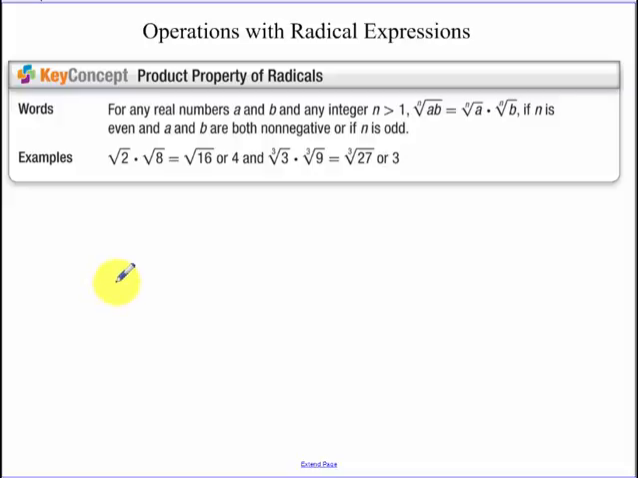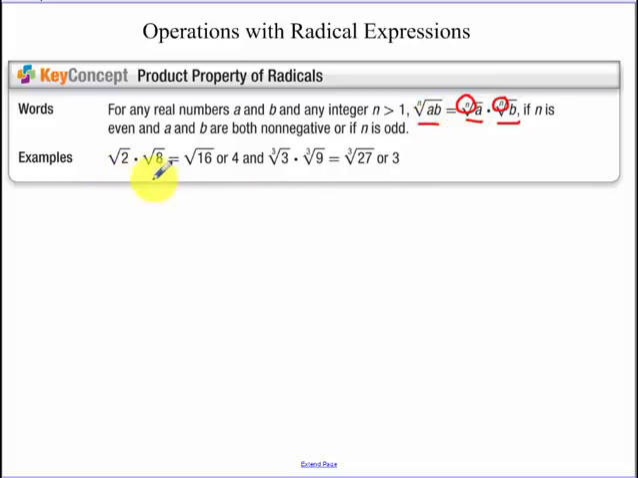Today we're going to be talking about simplifying radical expressions. When you simplify a radical expression, you can combine two different radicals, as long as the index or the root that you're taking is the same. You can combine those radicals under one radical.